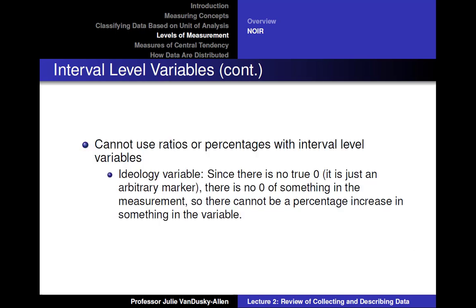Note that because interval level variables have no true 0, we cannot use ratios or percentages with them. Since there's no true 0, it is just an arbitrary marker. There is no 0 of something, so there can't be a percentage increase in something. To illustrate this with the ideology variable, since there is no true 0 in the variable, there is no 0 of something in the measurement, so there can't be a percentage increase in something in the variable.